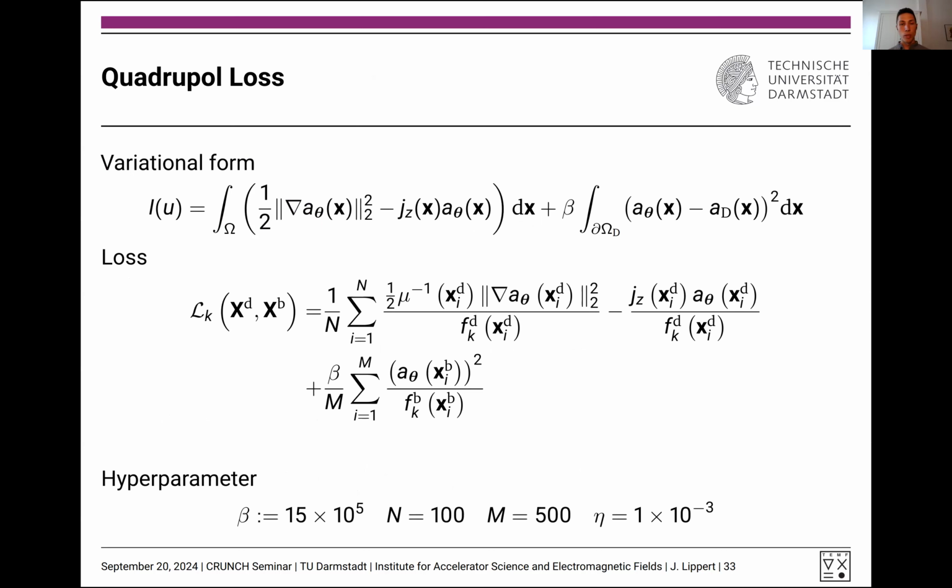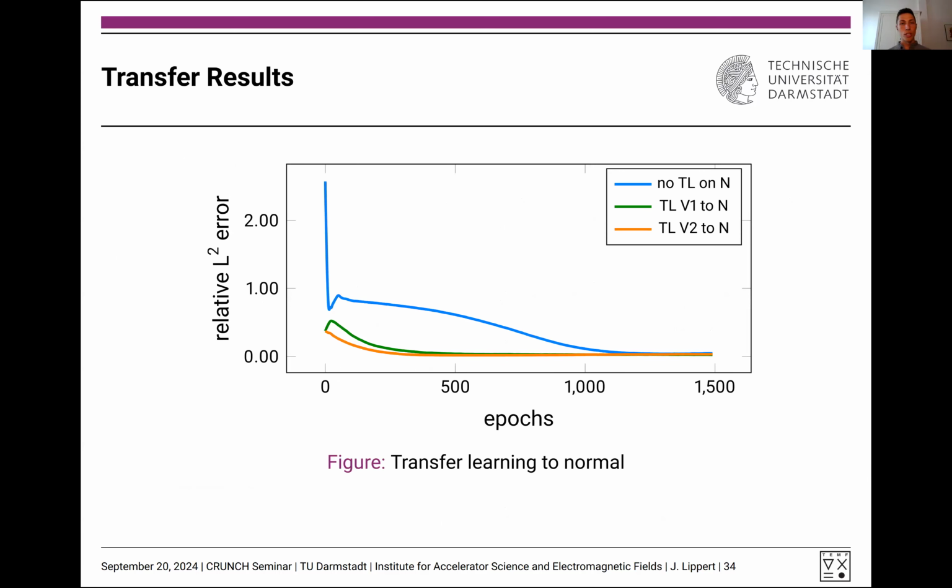It's maybe worth noting that the Neumann boundary condition is not explicitly penalized, because it's implicitly fulfilled, since we are using the weak formulation here. And yeah, here is the loss. We can see again our probability distribution we derived beforehand, and we penalize the boundaries, and we have again our hyperparameters. So let's look at the results.